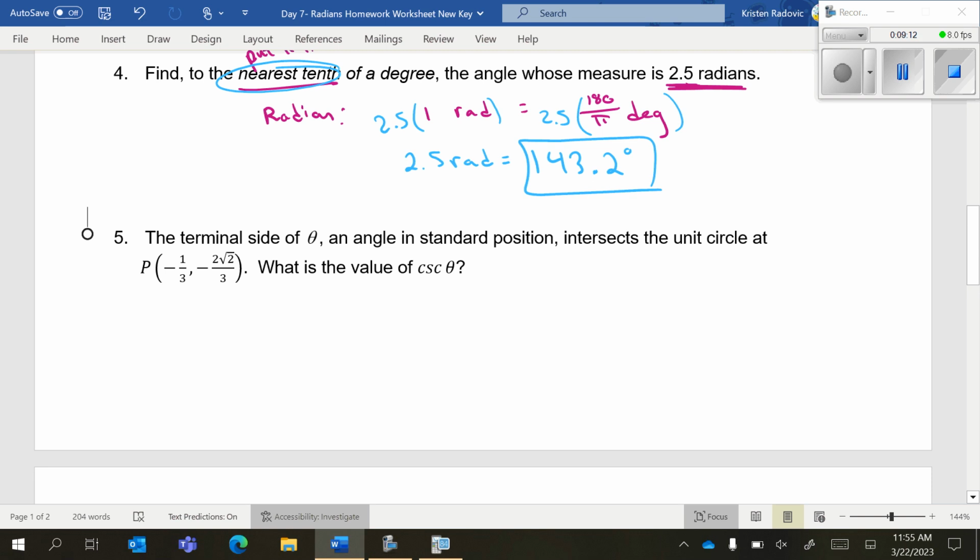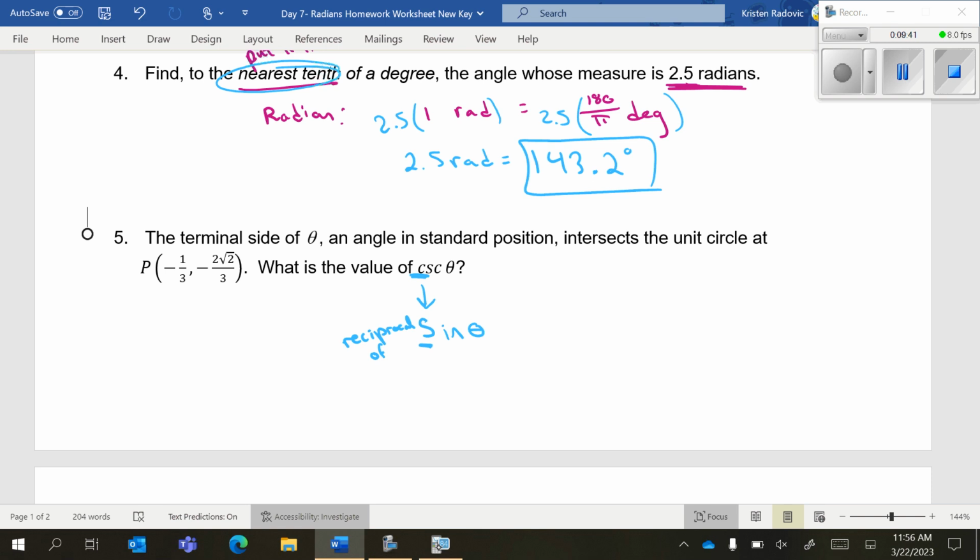All right, for number 5, let's see what it says. They want the value of cosecant. Cosecant starts with a C. If it starts with a C, then the reciprocal must start with an S. That means it's going to be sine. So if we can figure out what sine is, then we're just going to flip our answer to figure out cosecant.